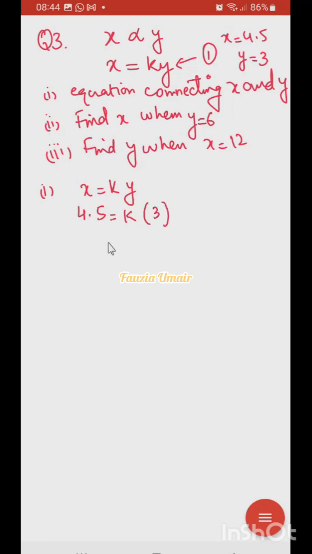Okay, so take this 3 on the other side of the equation. k is equal to 4.5 divided by 3, and if you solve it, k is equal to 1.5. Okay, this is the relation between x and y. This is how x and y are connected. So put this back in equation 1 to make the equation connecting x and y. So x is equal to 1.5y.